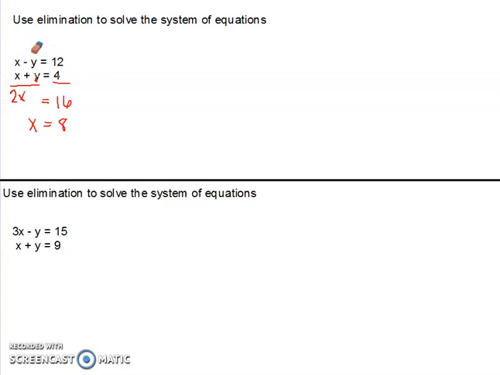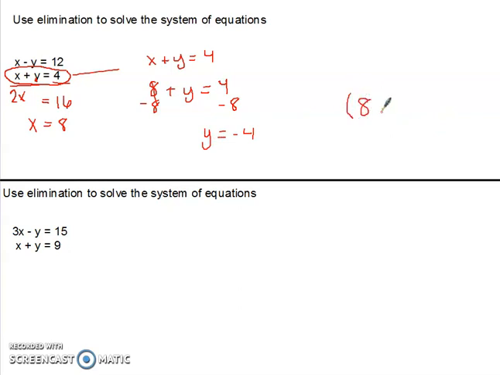Then I go back and I solve for y. So I will pick either one of these equations. I'm going to go ahead and pick this second equation. I know that x plus y is equal to 4. But I've already solved for x, and I know that x is 8. So 8 plus y is equal to 4. Subtracting 8 from both sides, I find that y is negative 4. So my solution, 8, negative 4.